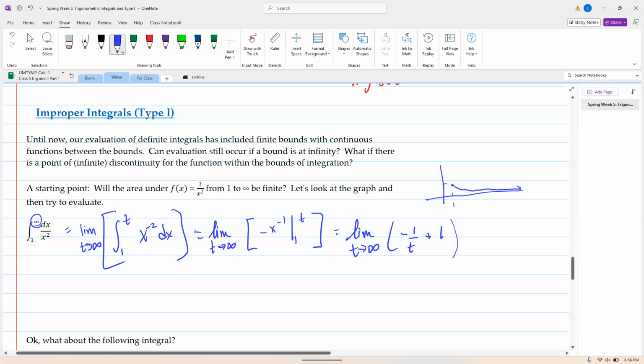Oh wait, and yeah, I can do the limit of this. The limit of this, since t is in the denominator, would just go to 0. So it's just 1. So the area underneath this function from 1 to infinity is just 1. Huh.